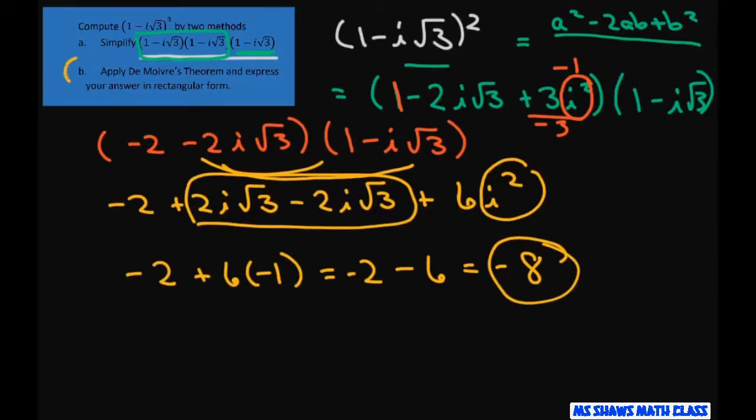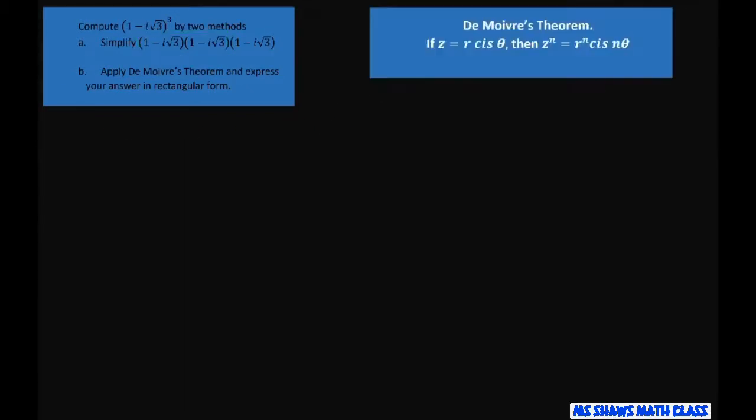Okay, now we have to apply DeMoivre's theorem. And the way you do that, you're going to write it as (1 minus i square root of 3) cubed. So the first thing I want to do is convert this to polar form. So I want to write it like that.